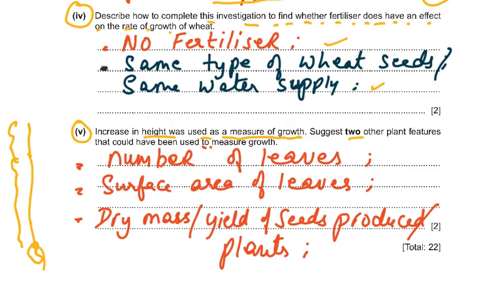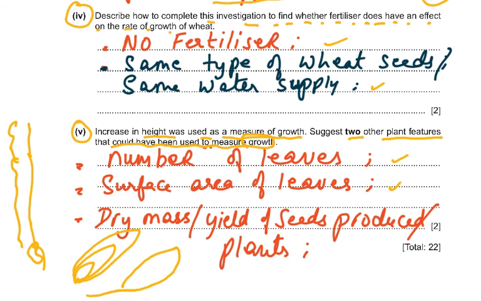So, name two other plant features that could have been used to measure growth. Yeah, if the number of leaves increased, now there were 5 leaves, now there are 6, now there are 8, now there are 9, now there are 10. Or we could see the surface area of the leaves, because the number of leaves might stay the same, but the leaf which was this big is now becoming bigger, and then bigger. So the leaf size is changing, which means the surface area of the leaf is changing. So number 1, number of leaves, number 2, surface area of the leaves, and number 3 is the dry mass or the yield of seeds produced by the plant.